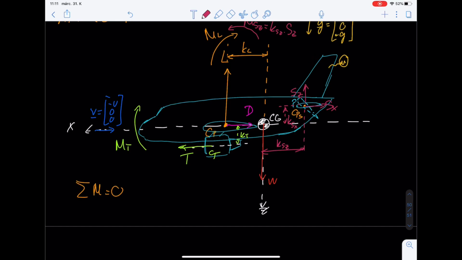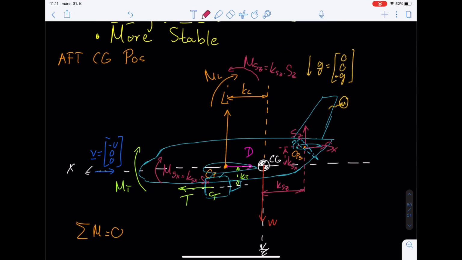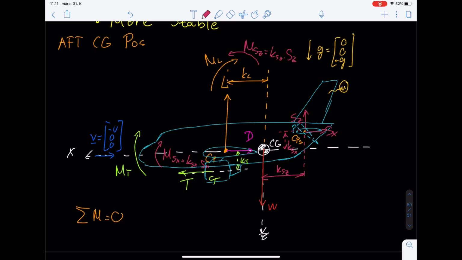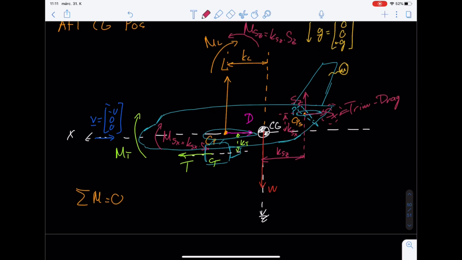But also a pitch up moment from the SX. So MSX would be the KSX times the SX. Right, so arm times the force. So interesting, I still have to defeat the drag which was generated by the trim drag, is what we call it actually. So this would be the trim drag, or the longitudinal component of the stabilizer force.